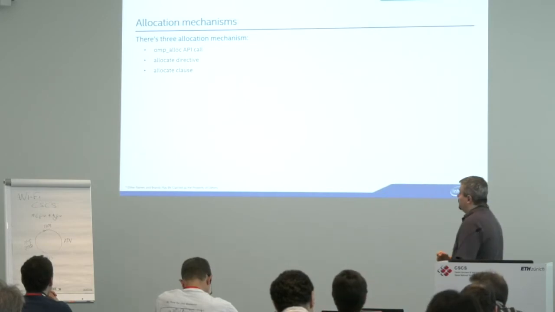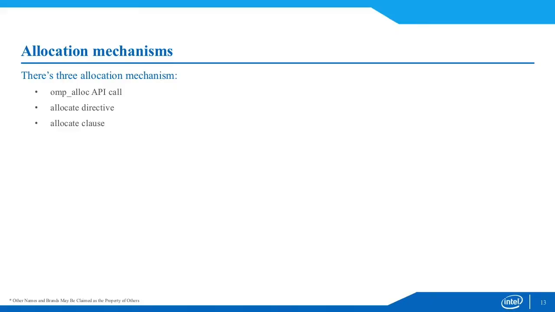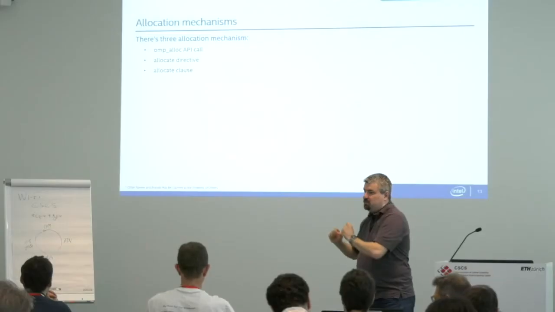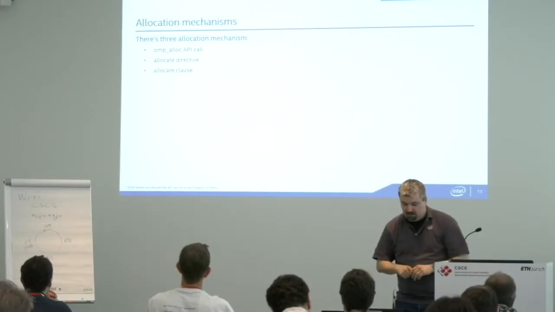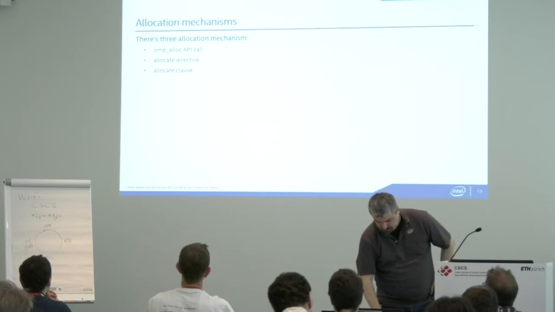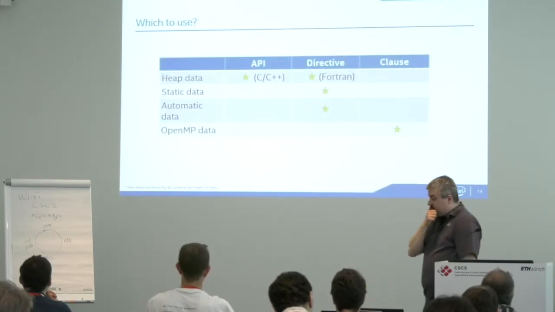What we can do is a regular malloc-type call that just returns a pointer. We have an allocate directive. That is now more for the Fortran programmers that need to modify the allocate statement. And then we have allocate clauses so that on the pragma level you can decide whether an array or a private variable should go into a different memory space than the normal or the default. Okay? So which one should you be using?